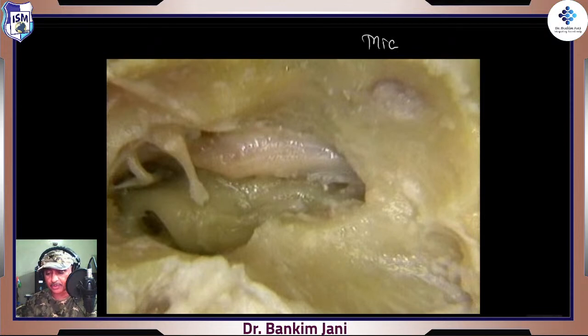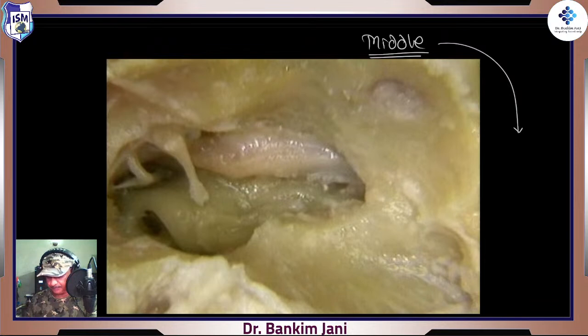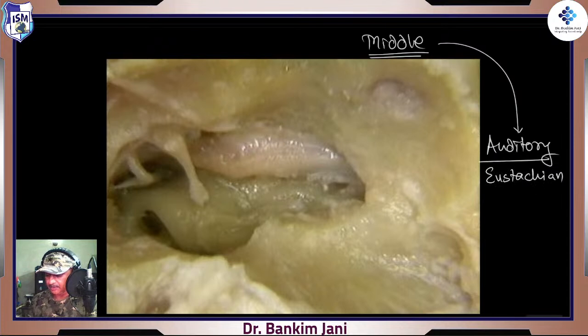The middle ear has one other important thing. It is connected to the Eustachian tube or the auditory tube, for pressure balance. This structure is so important that we'll be dissecting it all the way. We'll watch it very properly. So this is where we'll be. This is the auditory or Eustachian tube. It is also called the pharyngotympanic tube. Same name.